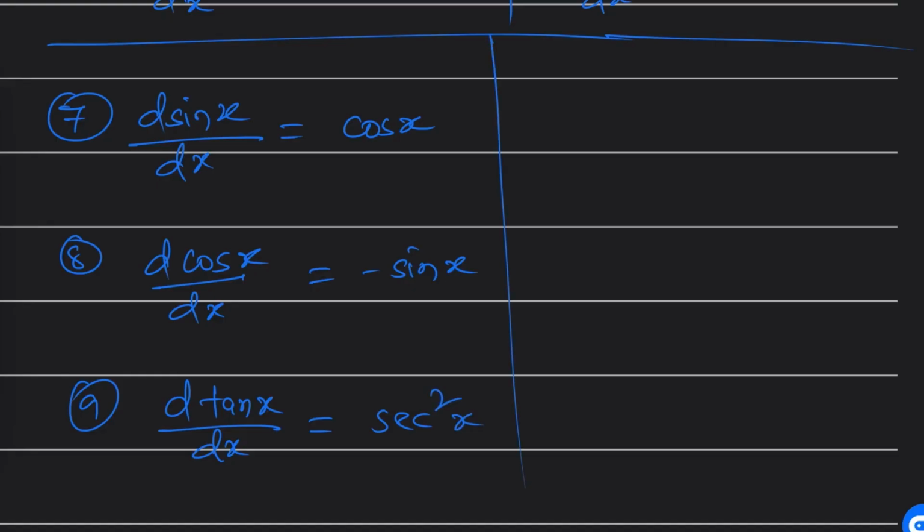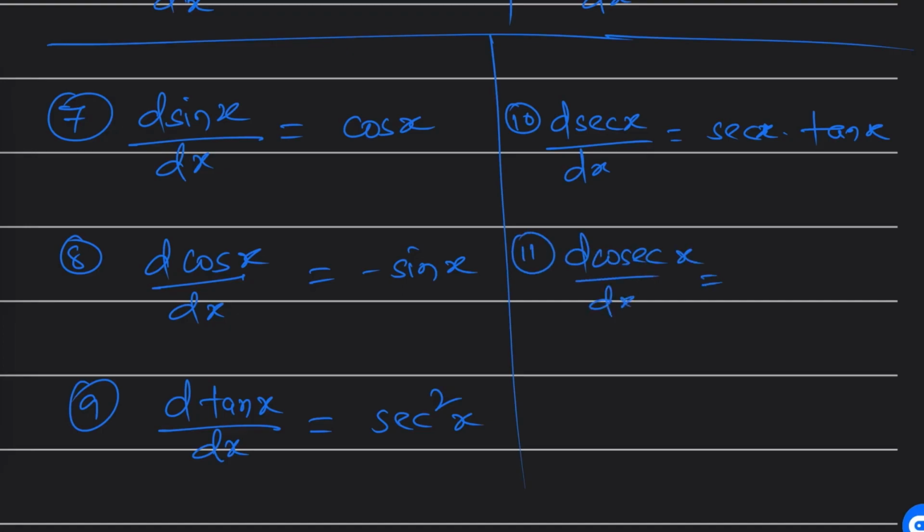Similarly, tenth, differentiation of sec x with respect to x is going to be sec x into tan x. Similarly, differentiation of cosec x with respect to x, since it starts with c, will be minus cosec x into cot x.